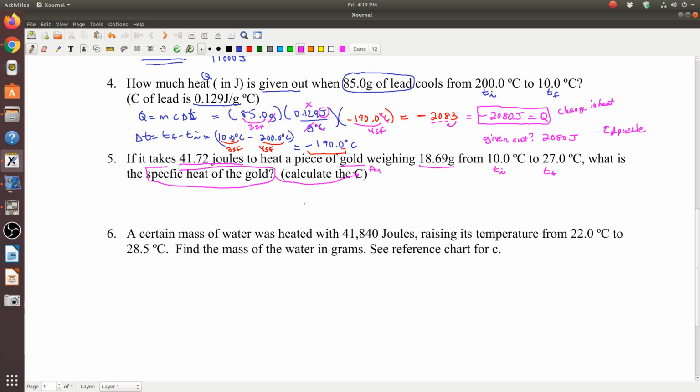Now I still use the same formula because I still have joules in there, mass in there, and temperature. So I still have Q equals MC delta T. But now I don't fill it in as I did before. Where does the 41.72 joules go? That is the Q value. Remember, Q is the change in the heat, and that's in joules.